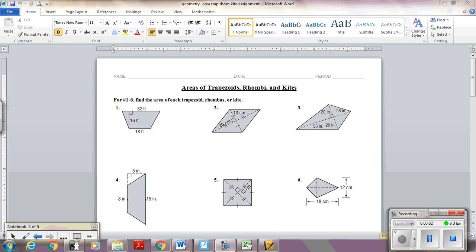Unit 9, Day 3 homework tutorial. Again, I'll work through the odds with you, but you must do the evens. On the first section, you're finding the area of the trapezoid, the rhombus, or the kite.